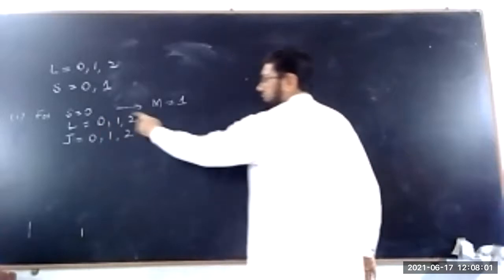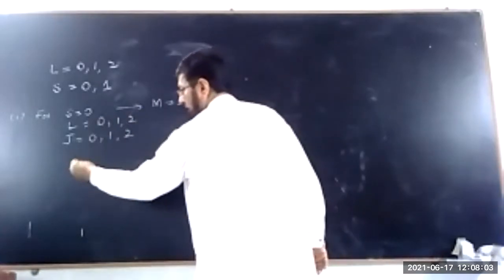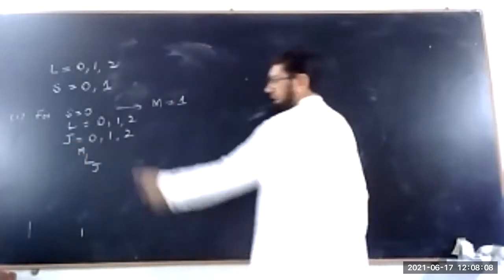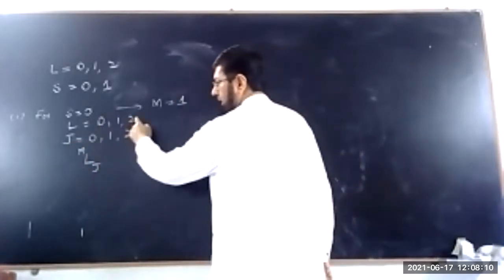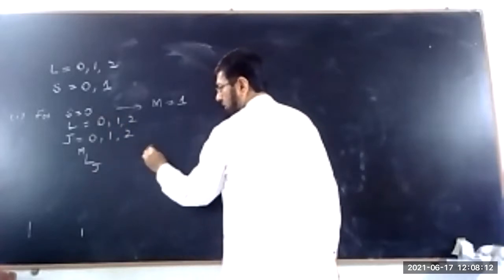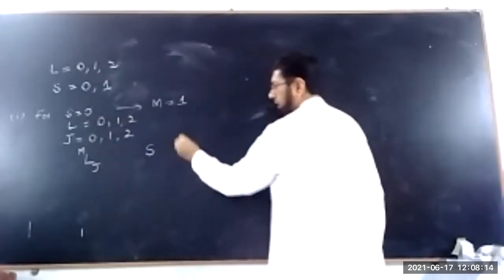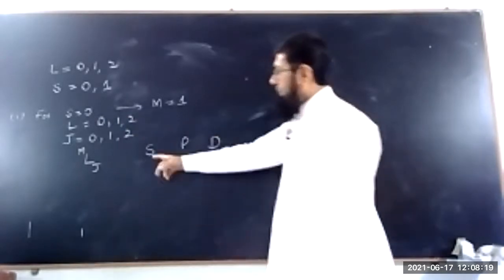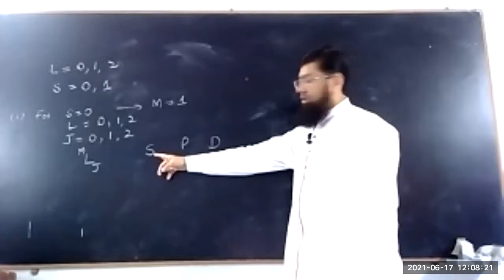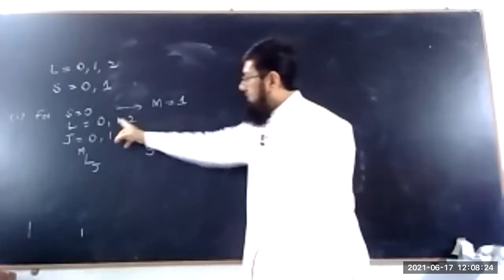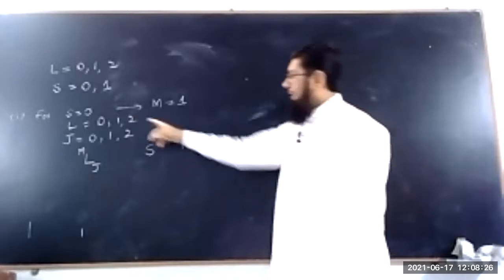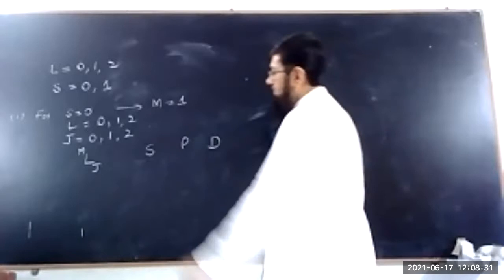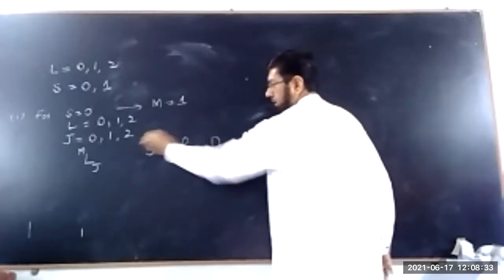This is 0, 1, 2. For this, we have a term value L, M and J. 0 means S orbital, 1 means P orbital, 2 means D orbital. So we have 3 orbitals. L is equal to 0 S orbital, L is equal to 1 P orbital, L is equal to 2 D orbital. So here in this combination, M is equal to 1 means singlet.